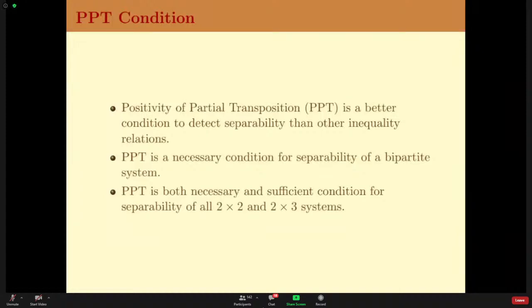The positivity of partial transposition, in short PPT, is a better condition to detect separability than other inequality relations such as Bell inequality relations. And this PPT is a necessary condition for separability of a bipartite system. Necessary condition means if the state is a separable state, then it has to satisfy this PPT condition. It was shown later that this PPT is both a necessary and sufficient condition for separability of all 2x2 and 2x3 systems. Sufficient condition means if this condition is satisfied, then the state is separable. Okay, so this is for a 2-qubit system.